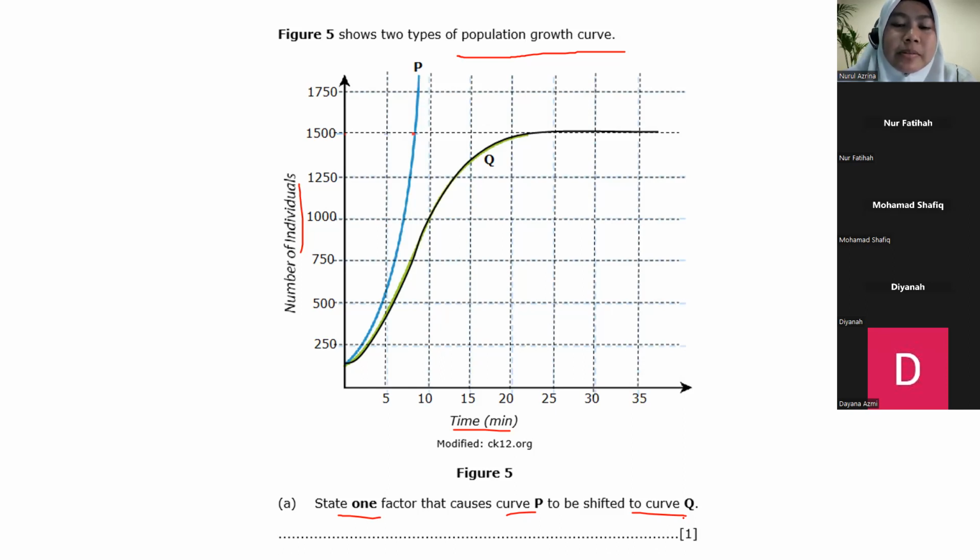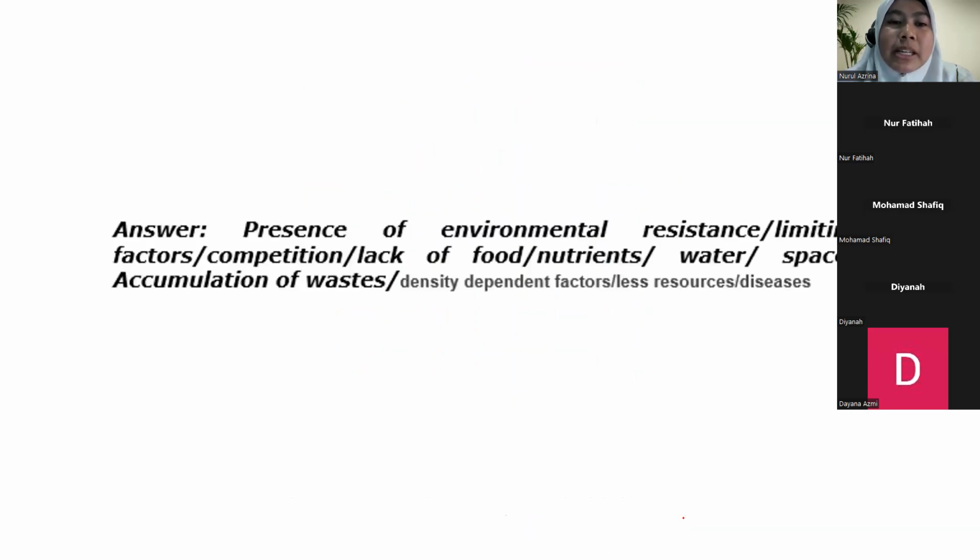Contoh apa? Apa contoh environmental resistance? Limited resources. Lagi apa? So kesimpulan dia sama juga. Nampak tak, ada dua soalan keluar lebih kurang sama.